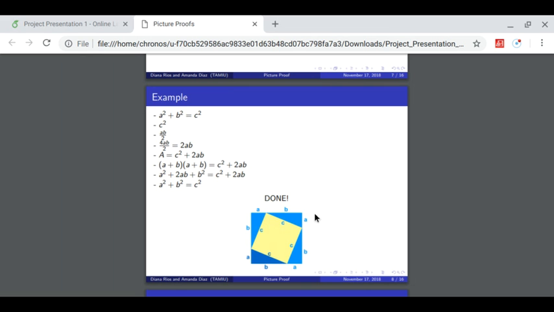To prove it is true, the big square has an area of (A plus B) squared. And this equals C squared plus 2AB. If we expand this, we get A squared plus 2AB plus B squared equals C squared plus 2AB. Then we solve by canceling 2AB from both sides, and this gives A squared plus B squared equals C squared, which is exactly the Pythagorean theorem.